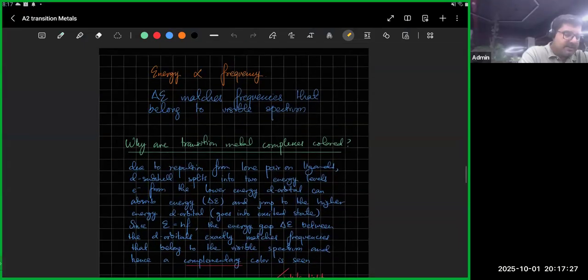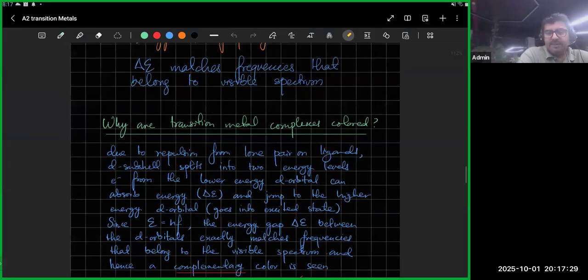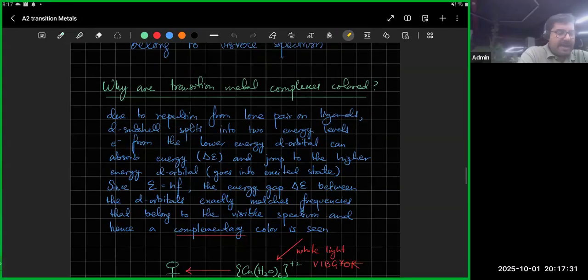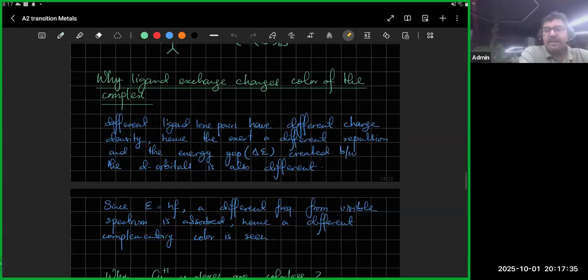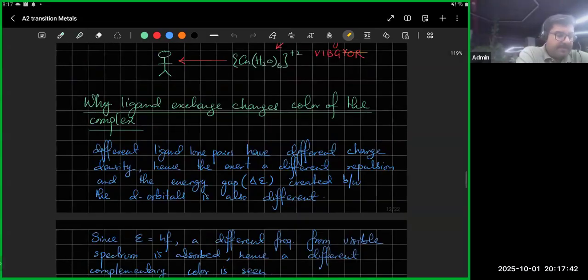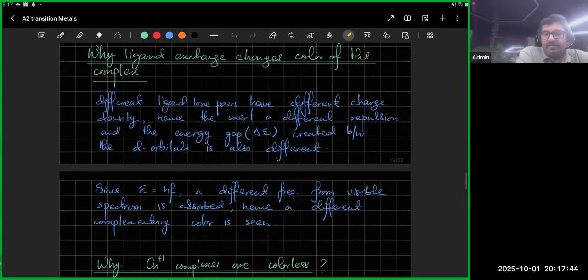One was why they are colored in the first place. And in our case, why ligand exchange changes the color of the complex: different ligand lone pairs have different charge density, and hence they exert a different repulsion, and the energy gap delta E created between the d orbitals is also different. Since E is equal to hf, a different frequency from the visible spectrum is absorbed, hence a different complementary color is seen. So this is exactly what you're going to write.